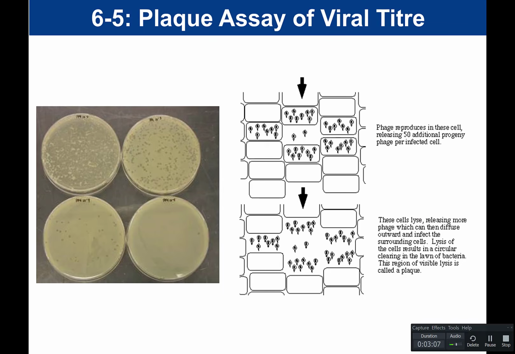This slide is just showing you, again, what is a plaque. A plaque is a region of clearing where the bacteria has died. That is due to the life cycle of the phage, where the phage is going to infect that bacterial cell and then cause that cell to rupture. Then the phage can infect neighboring cells, and these cells will become infected and they will then lyse, and you end up with these plaques or these clear zones. So you just want to understand, what is a plaque? Well, a plaque is a clear zone that's caused by the lysis of bacteria because that virus has infected that bacteria and caused the bacteria to rupture.